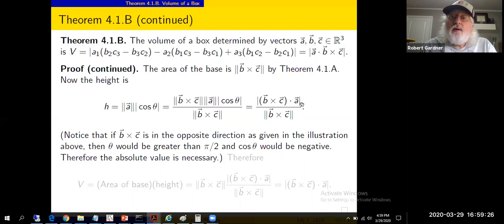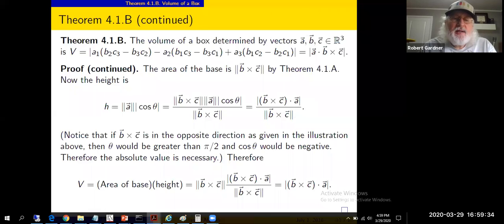You like that? Remember where we're trying to go. We're trying to relate this to this numerator. So if we want to know the volume of the box, it'd be the area of the base. We decided the area of the base was the norm of B cross C by the theorem we previously had. And the height, well, here's the height. So we'll take the norm of B cross C times this height H.